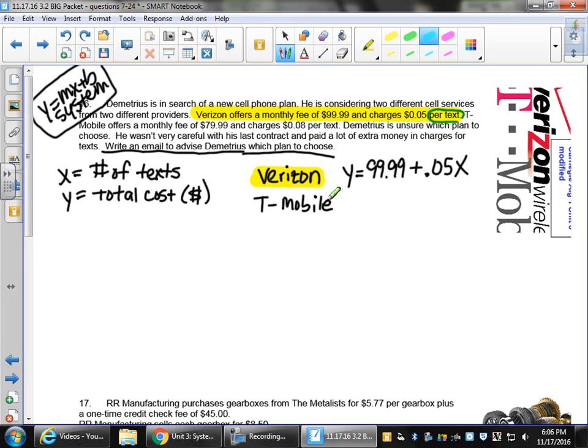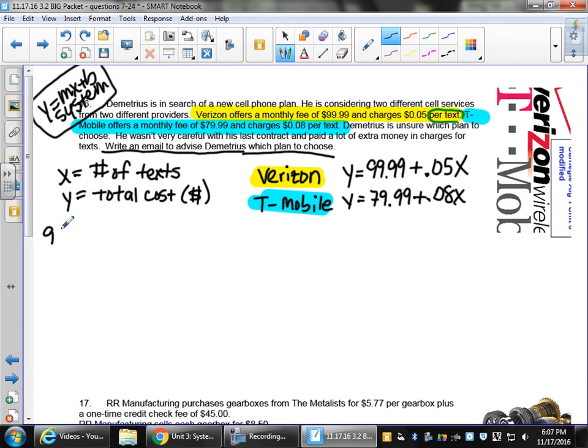I'm going to make T-Mobile blue. T-Mobile offers a monthly fee of $79.99 and charges 8 cents per text. So that would be the monthly fee, $79.99. Y equals $79.99 plus how much per text? 8 cents, 0.08x. We've got our system. We're ready to set them equal and find first, when does it not matter? Because before we give him advice on which to choose, we have to figure out when they're the same.